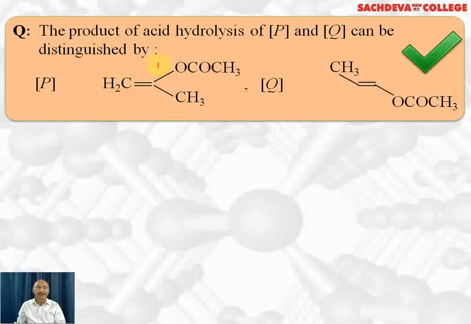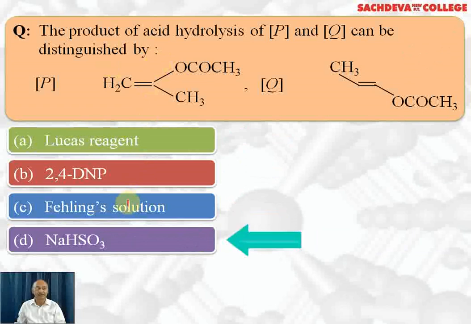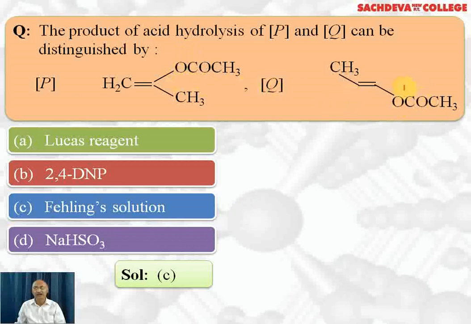The products of acid hydrolysis of P and Q can be distinguished by Lucas reagent, 2,4-DNP, Fehling solution and sodium bisulfite. Correct answer is C part, Fehling solution. Now if you hydrolyze, here you will get the enol form of acetone which will change to acetone. And when we hydrolyze this one, here also we are getting the enol form and on tautomerization it will give an aldehyde, propanal. Propanal will give the Fehling solution test, whereas propanone or acetone will not. So correct answer is C part.